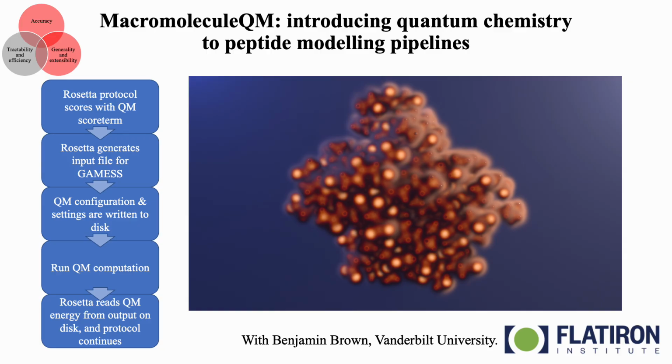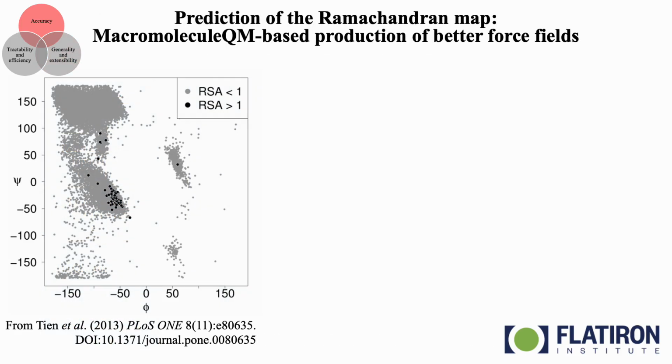So macromolecule QM is a set of tools that allow you to run whatever QM calculation you would like in the context of whatever peptide or protein design or validation pipeline you like. And this leads to greater accuracy, but also greater generality, because QM calculations are totally general. As a demonstration of that, we've applied this to computing the Ramachandran map for amino acids.